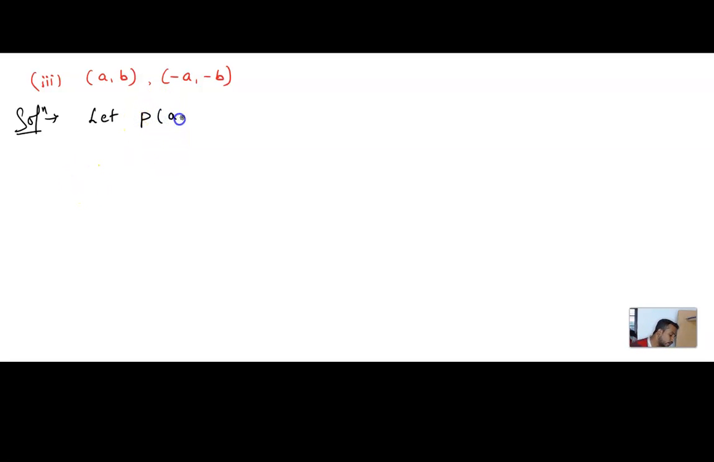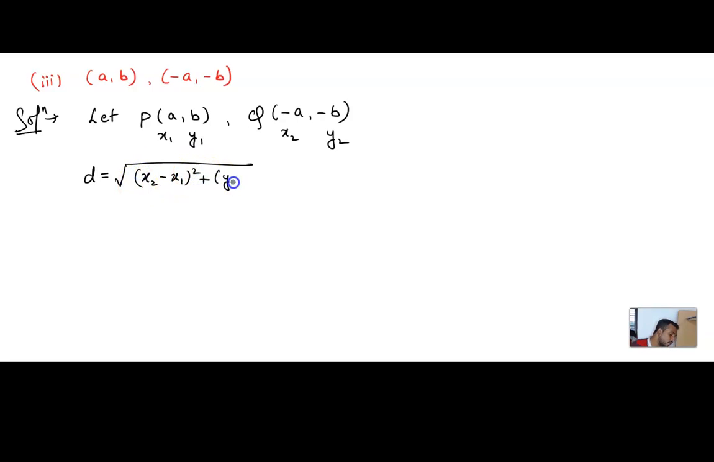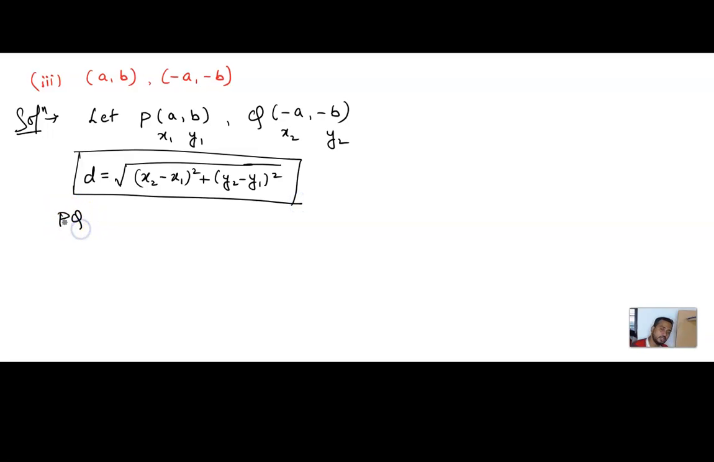Let P of A comma B and Q of minus A comma minus B be the points. So I am going to take this as x1 and this is y1, this is x2 and this is y2. The value of x1 is plus A, y1 is plus B, x2 is minus A, y2 is minus B. Now what we are solving here, children? Actually we are going to solve the distance between P and Q, right? So D is equal to root of x2 minus x1 whole square plus y2 minus y1 whole square. So this is the distance formula. We are finding the distance between P and Q, that is PQ.